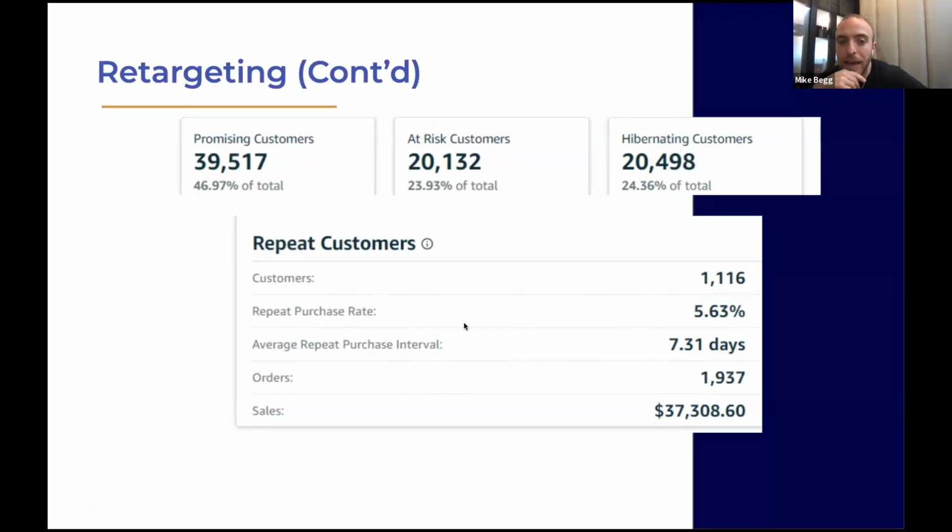In the chart below, this is also from the same report, you can also see that the repeat customers are repeating purchases every 7 days, which is pretty phenomenal. So if you're able to get more of these promising customers to become repeat purchase customers, essentially buying 4 products a month, that's gonna be a massive boost for you from a profitability standpoint.